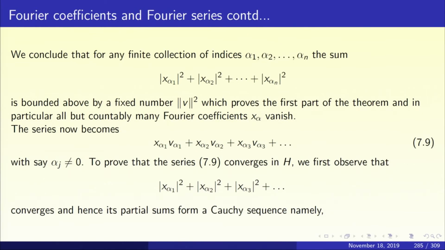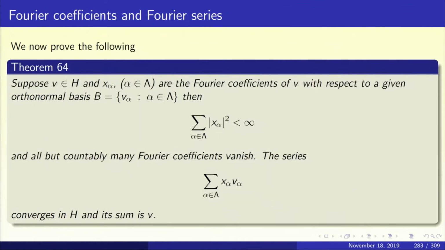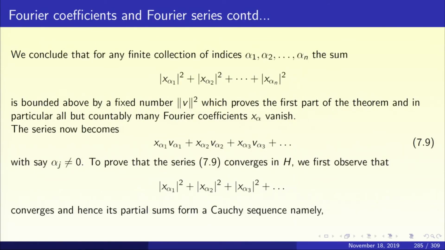Okay. So, these finite sums mod x alpha 1 squared plus mod x alpha 2 squared plus etc. plus mod x alpha n squared are all bounded above by a fixed number norm v squared, which basically means that the uncountable summation of mod x alpha squared, alpha belongs to lambda, is finite, and hence all but countably many of the x alphas must be 0. That is, all but countably many of the Fourier coefficients must vanish. The uncountable sum collapses to a countable sum. Okay, that proves the first part of the theorem.